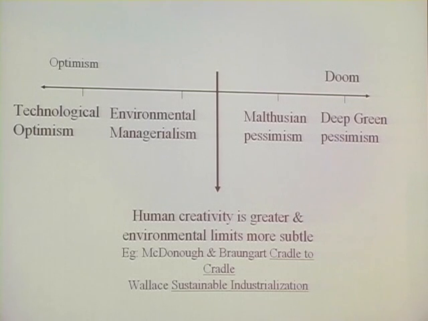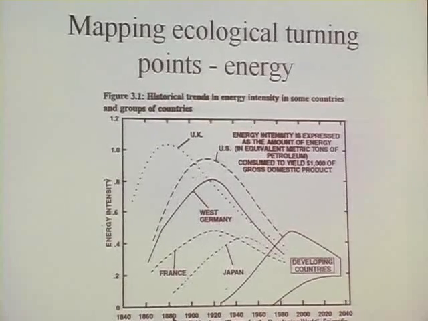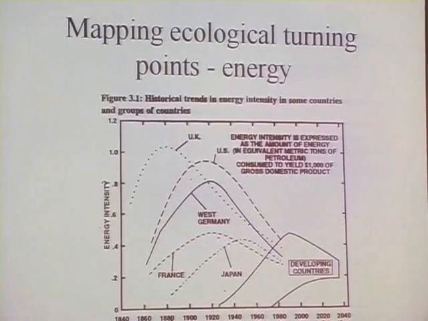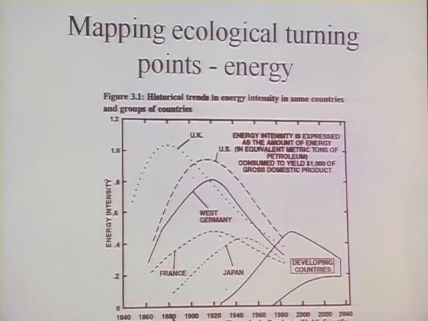As a result, our project is to think about how the world is changing in relation to the turning points and human creativity that is being released across the world. So here, for example, is a mapping of energy intensity. It's quite a famous graph produced by two very important third world environmentalists back in the 90s. What this is showing is energy intensity, which means the amount of energy used per unit of economic output. And what we see is hopeful.